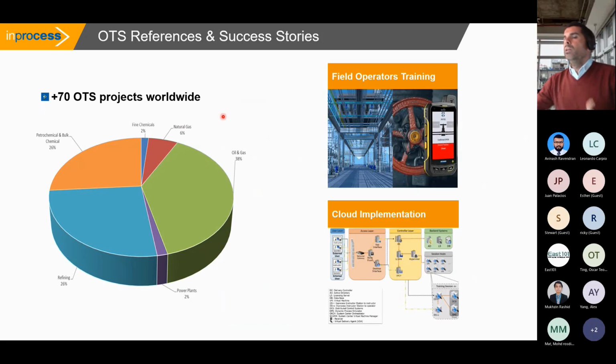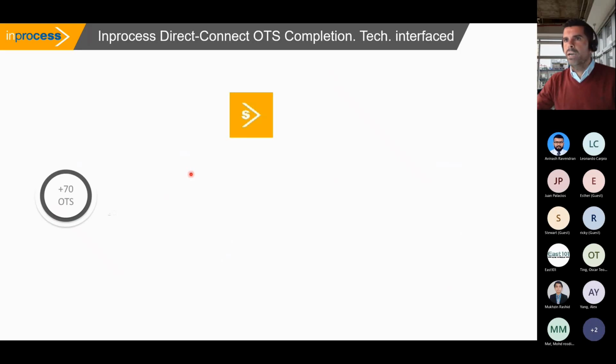So talking about OTSs, from Inprocess's point of view, we have deployed more than 70 OTSs right now. As you can see, almost 40% are in oil and gas, but of course we also perform in refining, in the petrochemical sector, even the fine chemical sector in batch processes, right? So it's a kind of project that we do have in our hands. It's a philosophy that we have implemented worldwide, right?